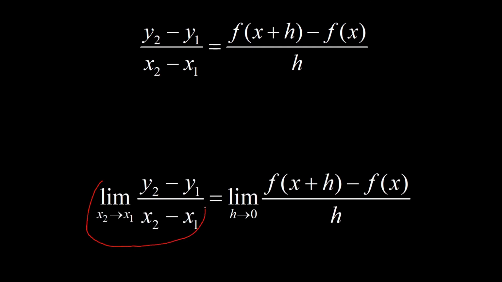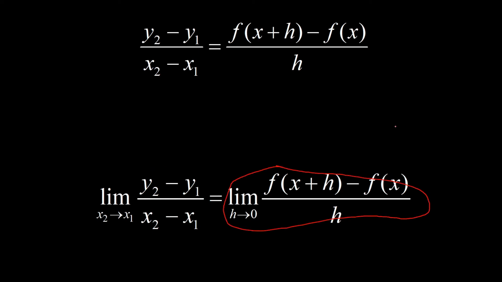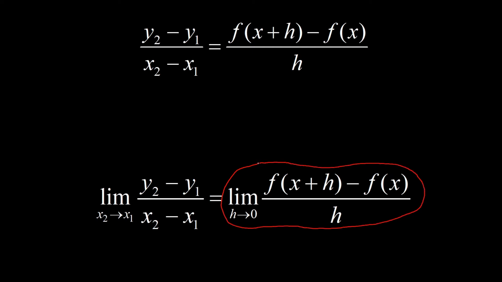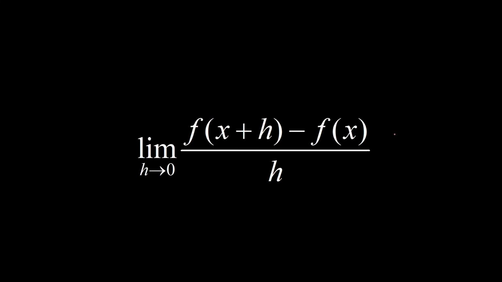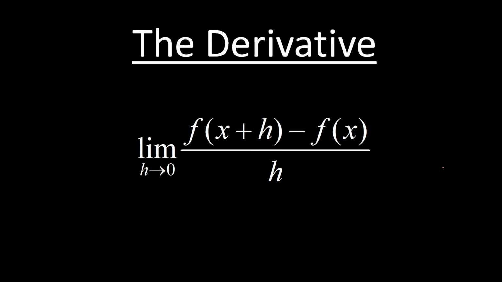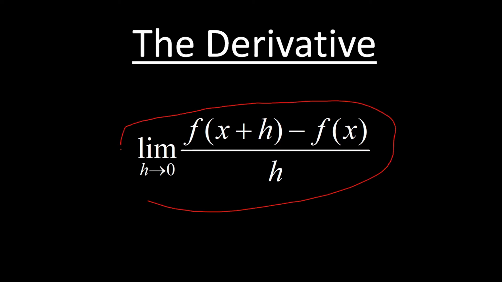So here's the expression we had previously. And then with the substitutions, we get this limit. And these do equal. But what's nice about this limit is h goes to 0 is usually a lot easier to work with than x2 going to x1. And this right here is a huge deal going forward. It's such a huge deal that it gets its own name. The derivative. This is the derivative.